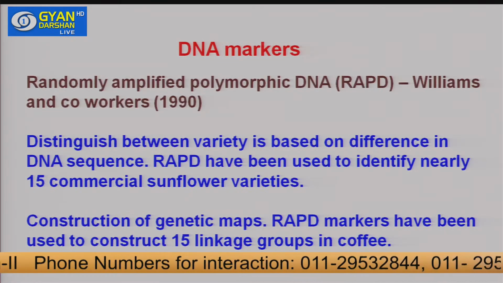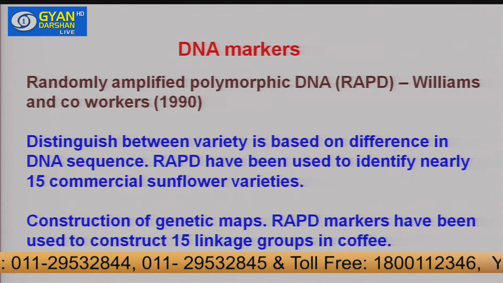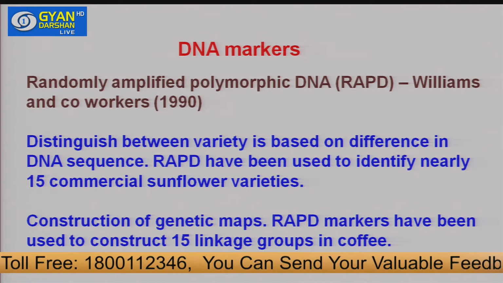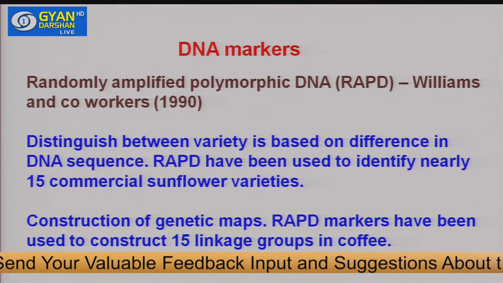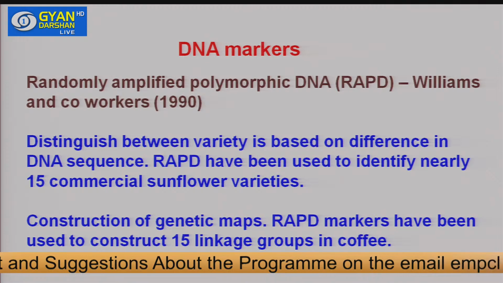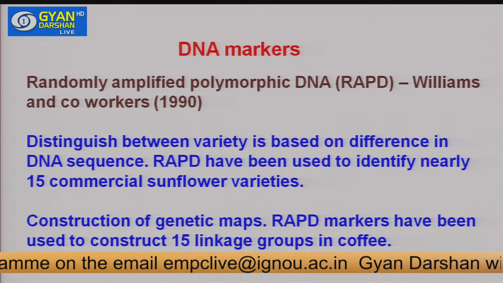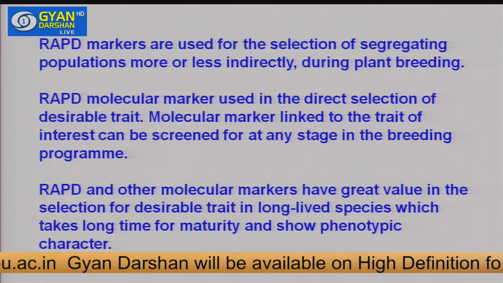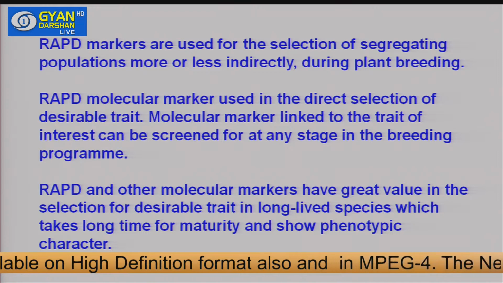Next we go to another DNA marker, that is RAPD, randomly amplified polymorphic DNA, which was identified by Williams and co-workers in 1990. What are the applications of RAPD? Distinguishing between varieties; for instance, in sunflower, almost 15 commercial varieties have been identified using RAPD. Construction of genetic maps; RAPD markers have been used to construct 15 linkage groups in coffee. Then selection of segregating populations during plant breeding. Selection of desirable traits; a molecular marker linked to the trait of interest can be screened.